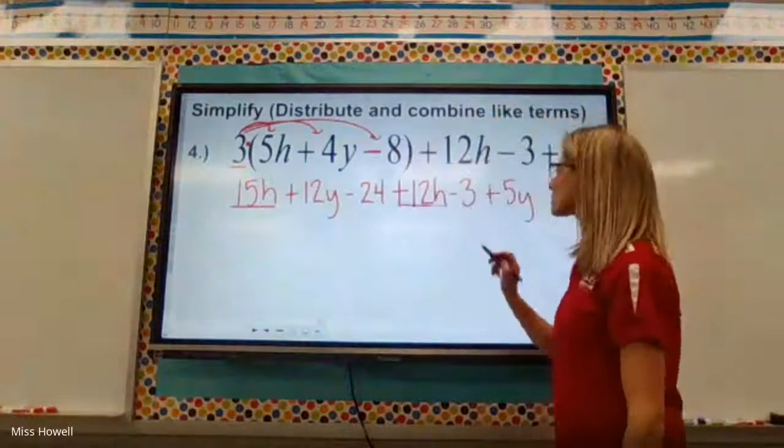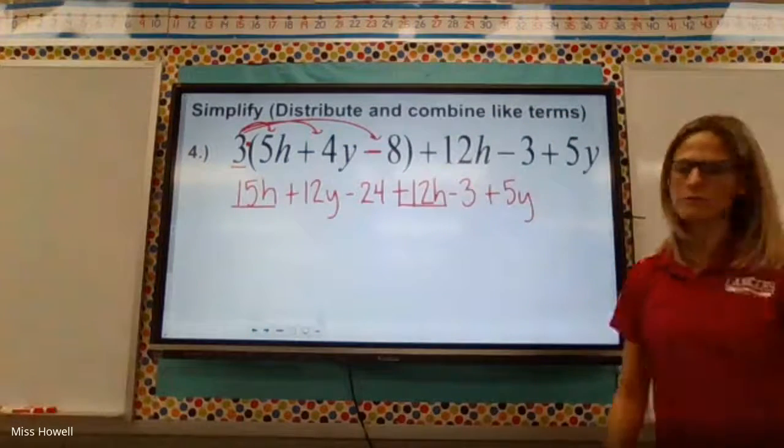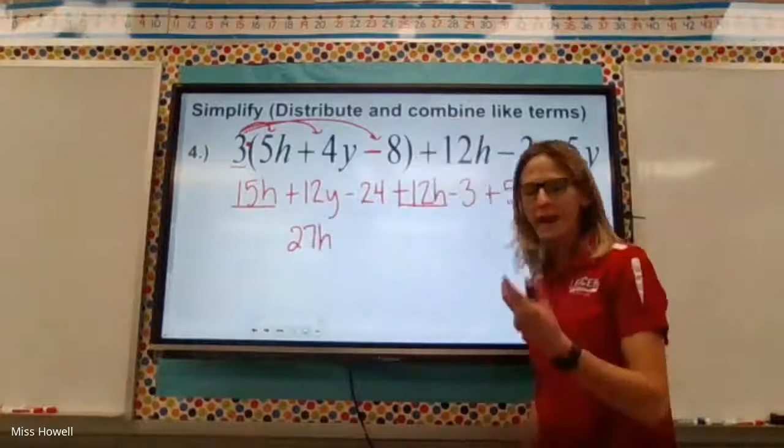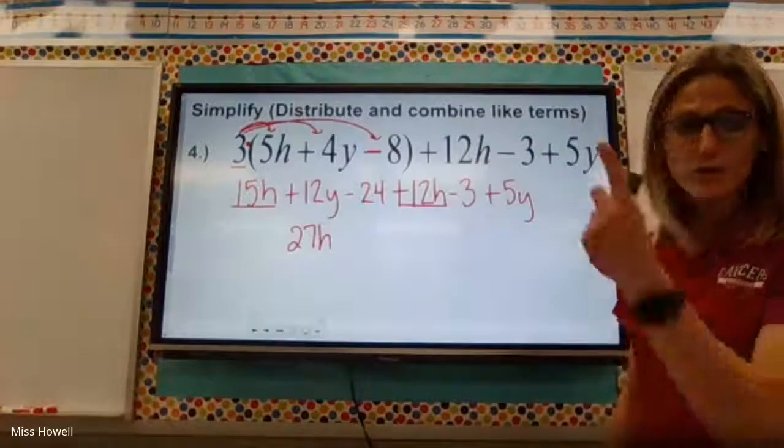So let's start here. 15h plus 12h would give us a new total of 27h to the first. Not h squared. We're adding up. How many h do we have? We have 27 of them.